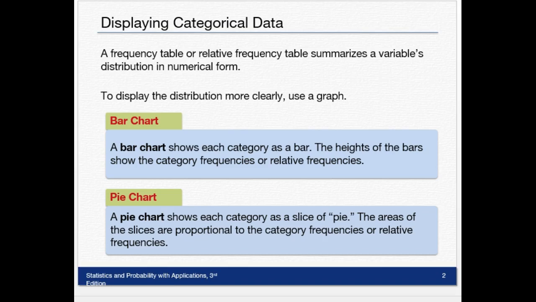The heights of the bars show the category frequencies or relative frequencies. Okay, remember what relative frequencies are. These are percentages. A pie chart shows each category as a slice of a pie, and the areas of the slices are proportional to the category frequencies or relative frequencies.